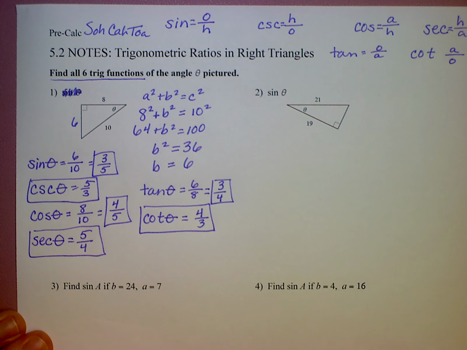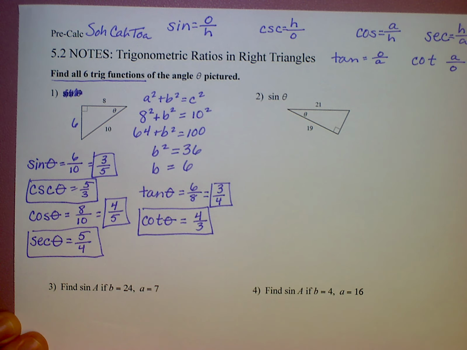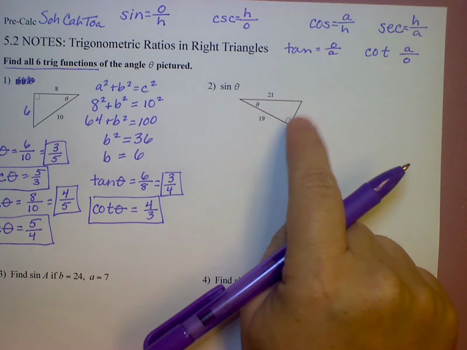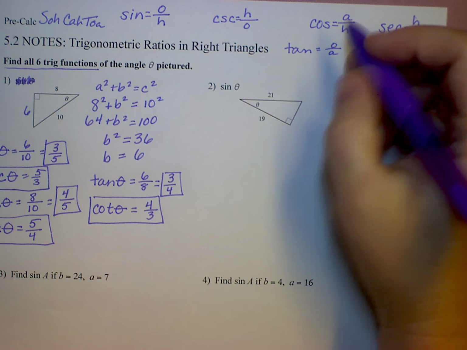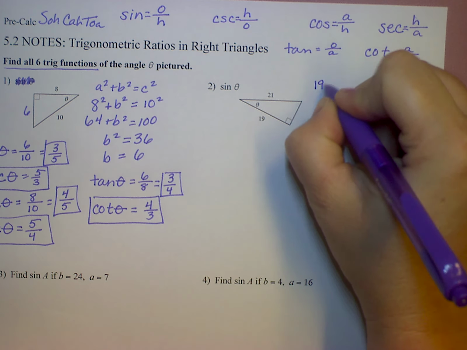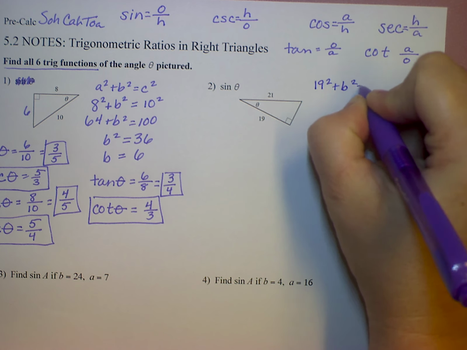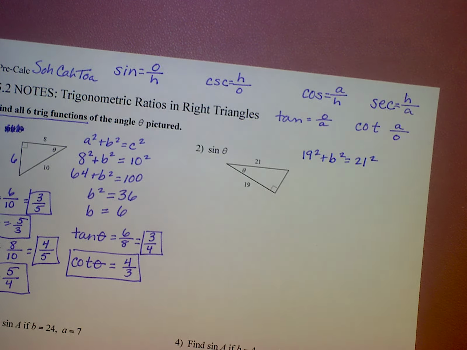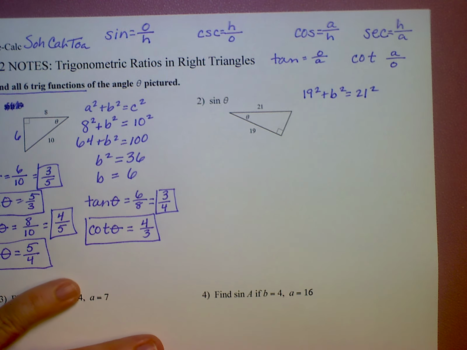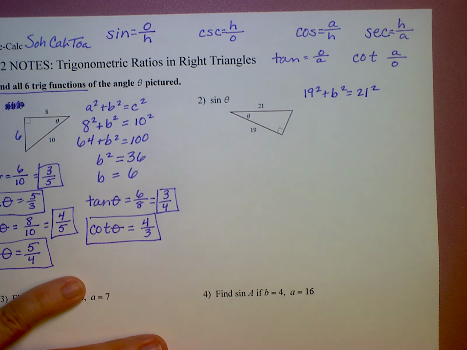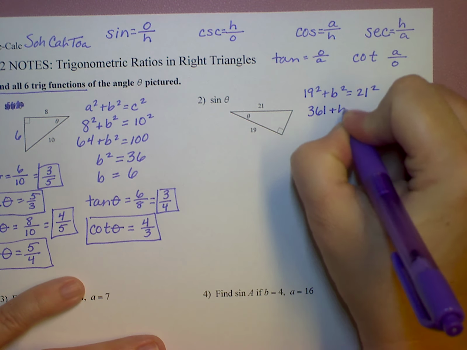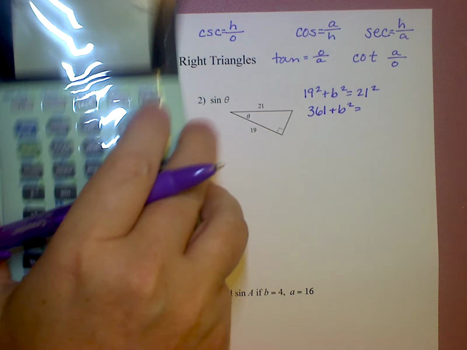All right, number 2, I intentionally made a little more tricky. What do I need to do first? I need to find that other side, right? So 19 squared plus b squared equals 21 squared. Let me get my calculator going here. 19 squared is 361 plus b squared equals, what is 21 squared?